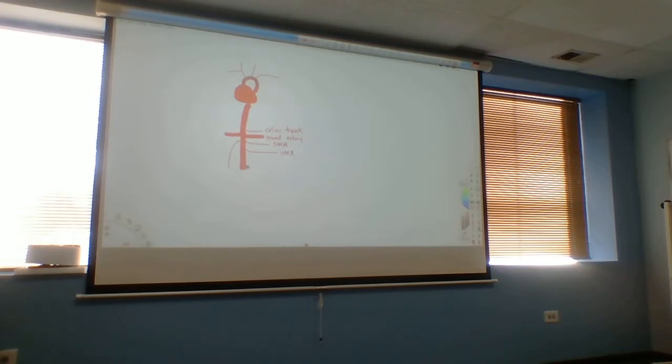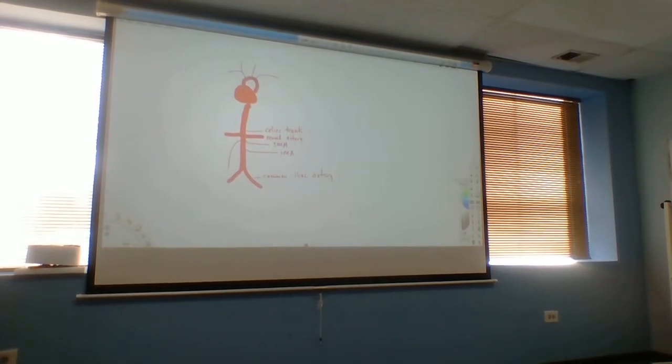Okay, guys. Now, the abdominal aorta will eventually branch into two terminal branches. It will become two common iliac arteries, left and right. Left common iliac, right common iliac. Good?